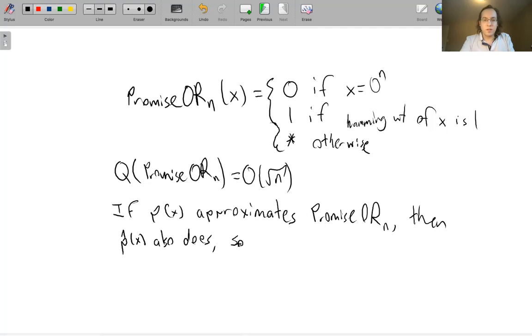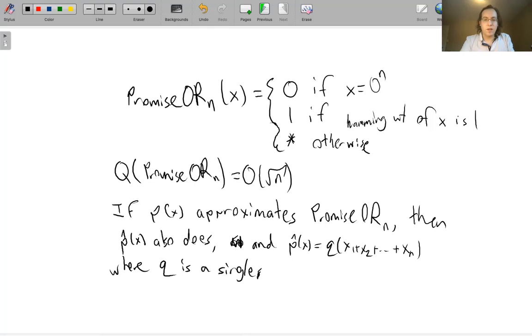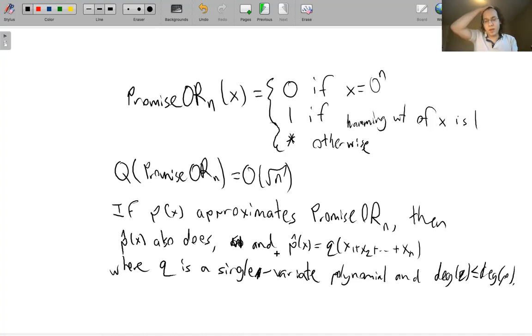And then we can say P hat of x can be written as Q of the Hamming weight of x, where here Q is a single variate polynomial, and the degree of Q is at most the degree of P. So we can assume basically without loss of generality that if we have a polynomial that approximates PromiseOR, then the polynomial might as well look like a single variate polynomial applied to this sum, to the Hamming weight.